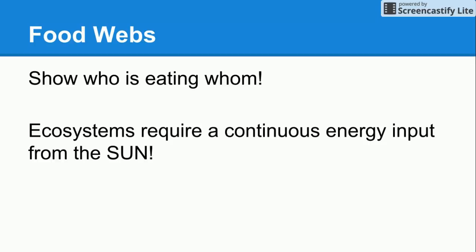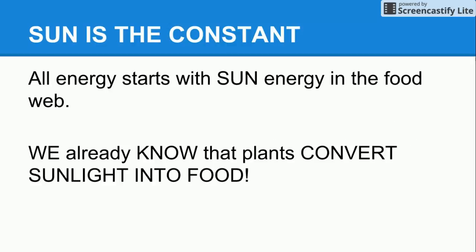Ecosystems require continuous energy input from the sun, so these are always part of a food web. The sun is always the constant. All energy, like we said, starts with the sun energy in the food web. And we already know that plants convert sunlight into food as well as with CO2.